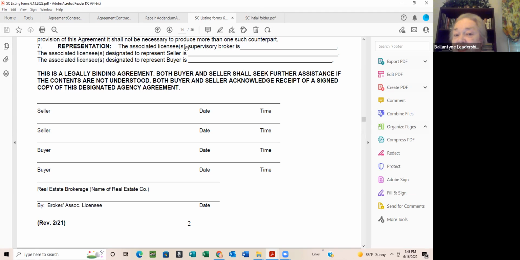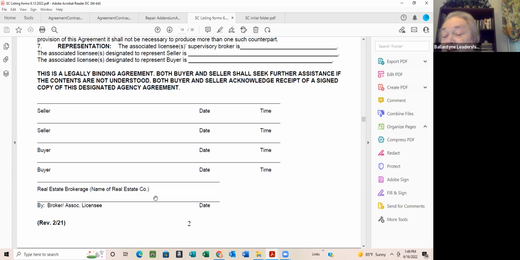The associated licensee supervisory broker is, and that would be my name. Then here is where we're going to put Wendy's name because she's representing the seller. And here's where we're going to put Whitney's name because she's representing the buyer. And then we're going to get the signatures of the sellers and the buyers. And again, the firm and signed by you so that everybody knows how the representation is going to go, particularly in negotiation.